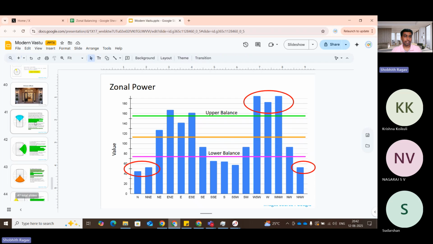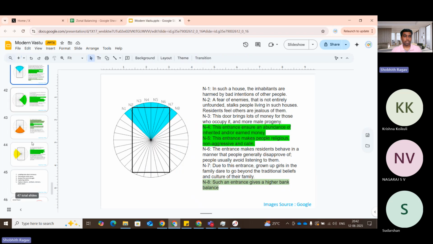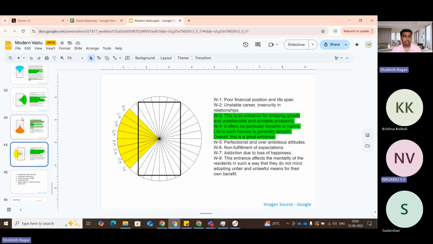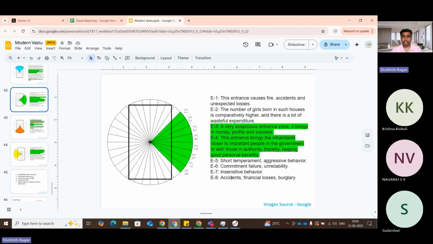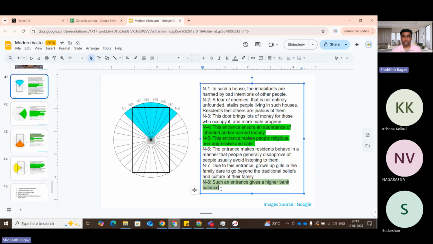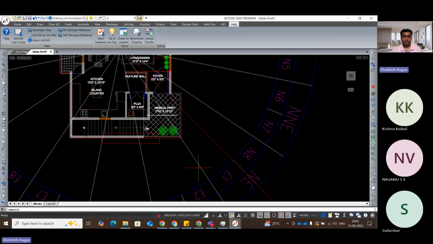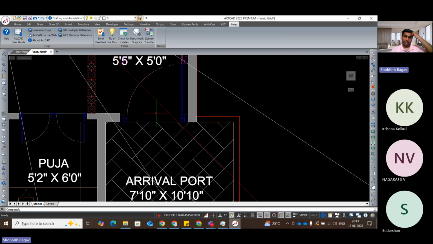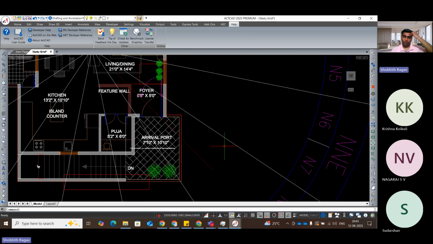Can we recollect what it was? E8 or E1? E1, right? E1 causes fire accidents, unexpected losses. On the other hand, N8 is okay. It gives a higher bank balance. But what this person has done is, assuming that it's a northeast, see, in the northeast, N8 is good, but E1 is not good. But here he has managed an E1 entrance.